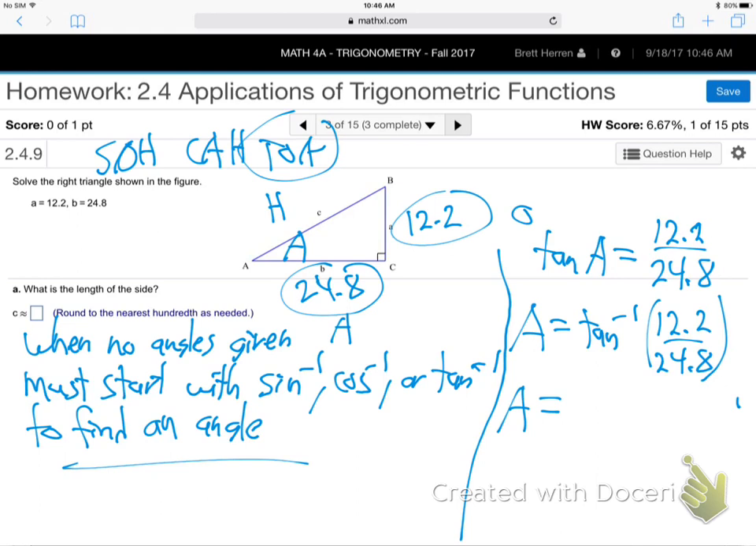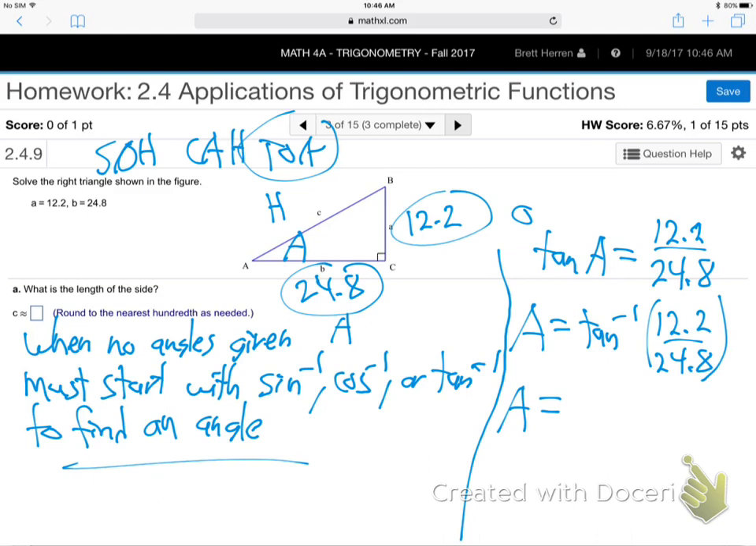So hit the buttons on your calculator. Inverse tangent, 12.2 over 24.8. Oh, and I think they want degrees. Oh, they first asked for side C. Yeah, we'll come back to it. But let's go ahead and find this. Make sure you're in degree mode. I think they want the angles in degrees on this one. It's the next question, so I can't see it, but I'm 99% sure. So make sure you're in degree mode. Hit inverse tangent of 12.2 over 24.8. I don't know what it is. Maybe 30 degrees or something like that. I think it's lower than 45.